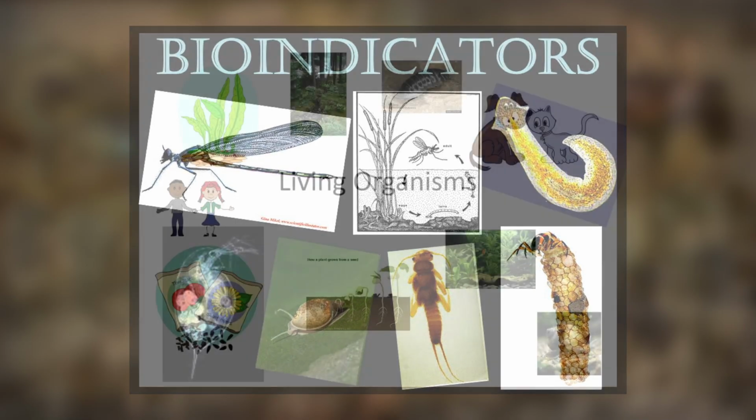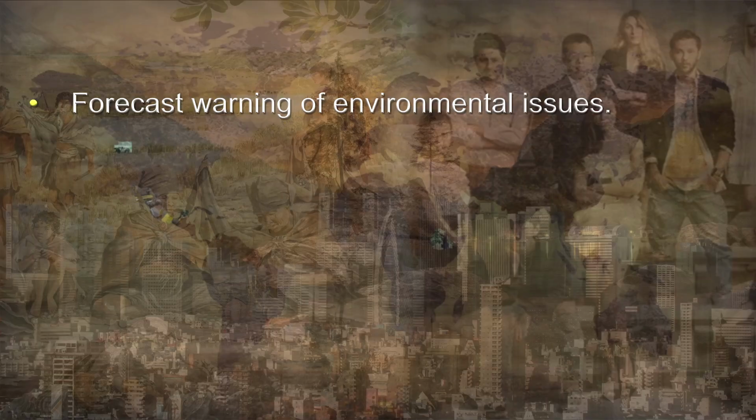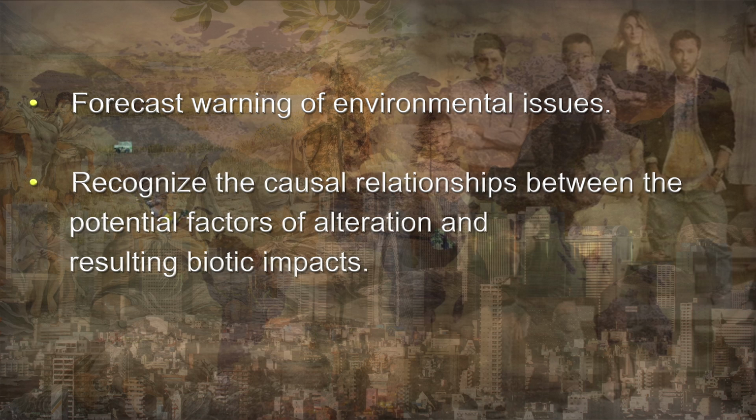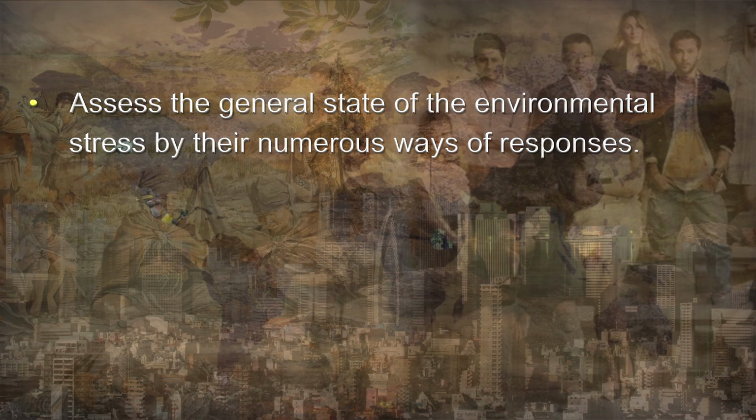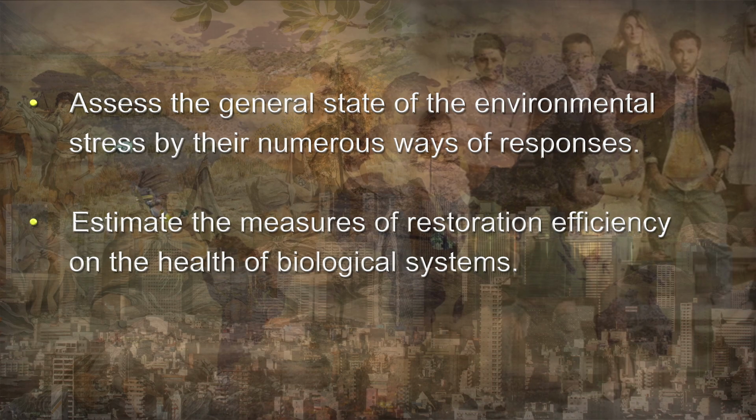In order to achieve this objective, biotic indicators, that is, living organisms, could be employed in monitoring environmental programs for different applications, like forecast warning of environmental issues, recognizing the causal relationship between the potential factors of alteration and resulting biotic impacts, assessing the general state of environmental stress by their numerous ways of responses, and estimating the measures of restoration efficiency on the health of the biological system.